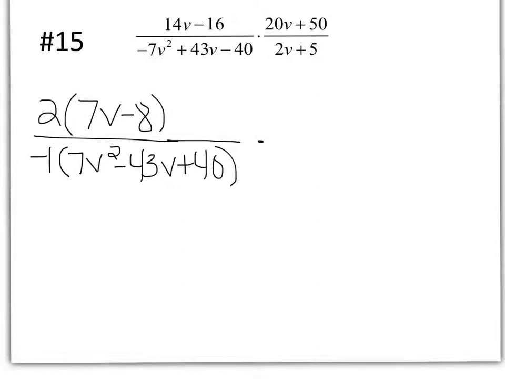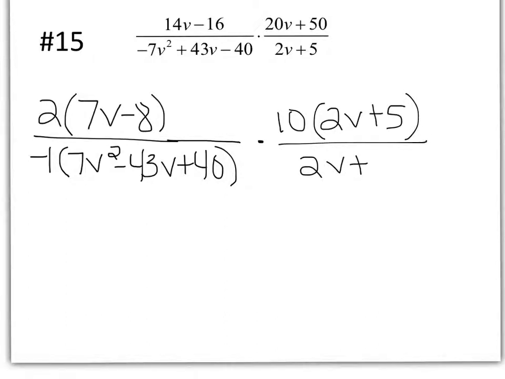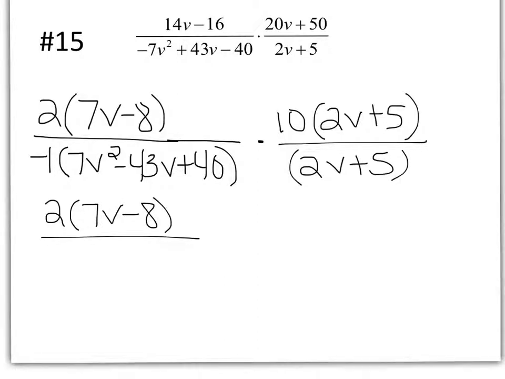Times. We've got another binomial up here, so we're going to factor out what they have in common. In this case, it's a 10, leaving me with 2v plus 5. And here, my 2v plus 5, I can't do anything with that. But obviously, these are going to cancel, so that's nice. So I've got to go ahead and factor, leave my negative 1, factor this, and then everything else will still stay the same.